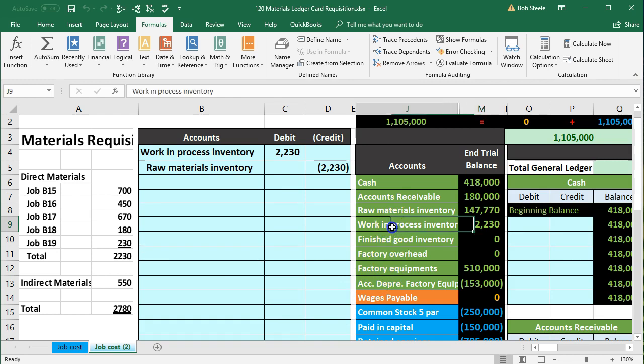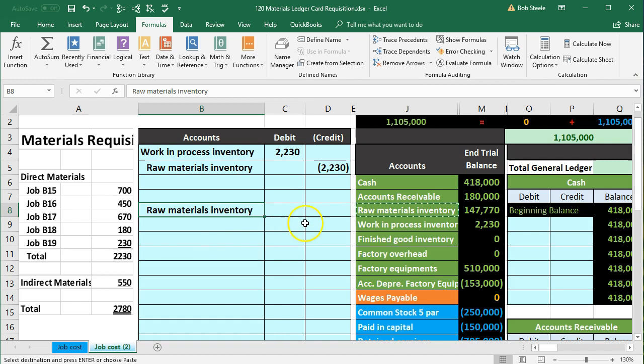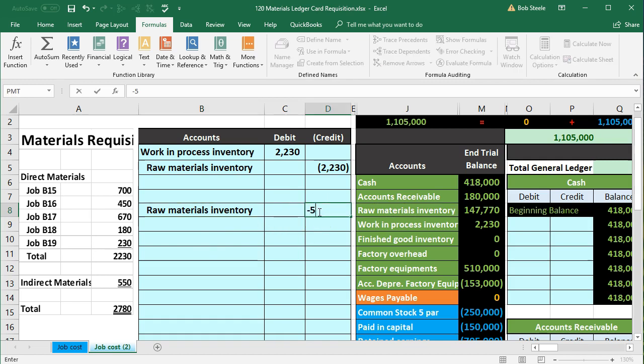So then we've got the work in process. The raw materials is going to go down. So I'm going to right click and copy. I'm going to skip a line and skip another line to have a new journal entry. I'm in B8, right click and paste 1, 2, 3. So the raw materials is going down again by this 550, and then there's going to be a debit. So I'm going to do that with a negative of this number, or we could just type in 550.